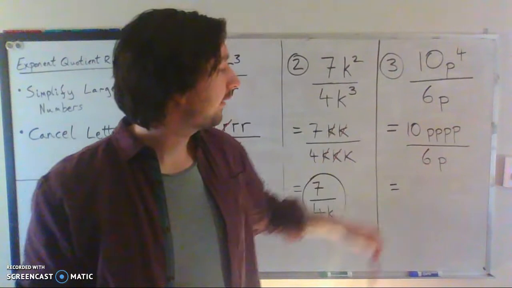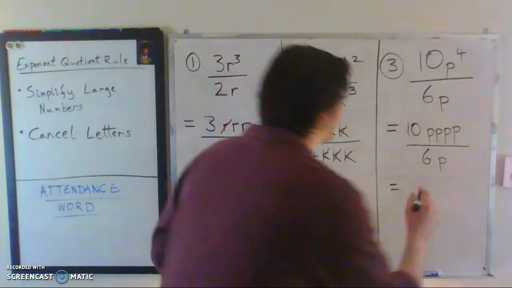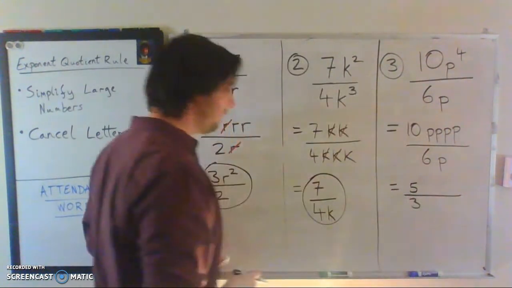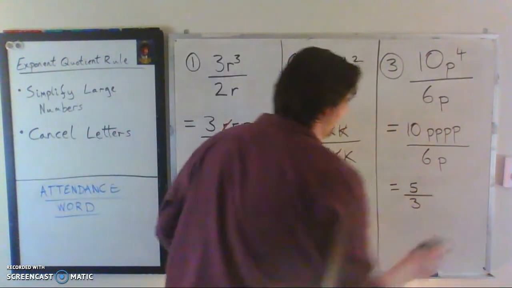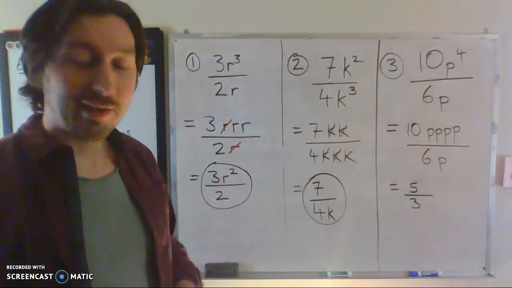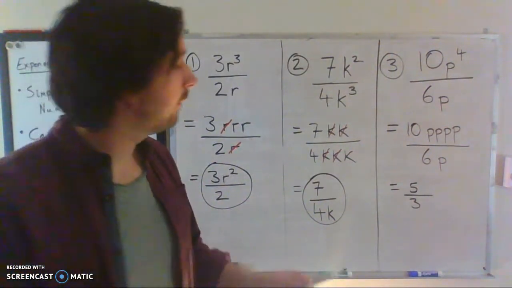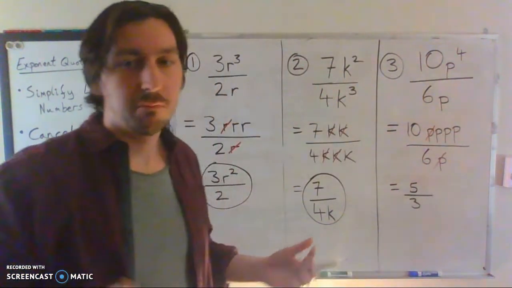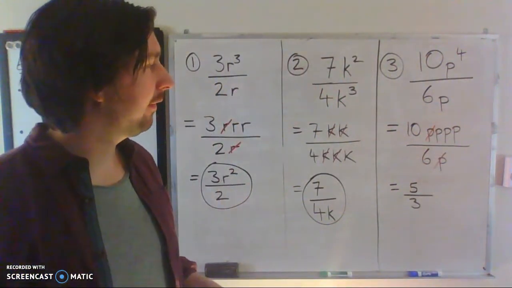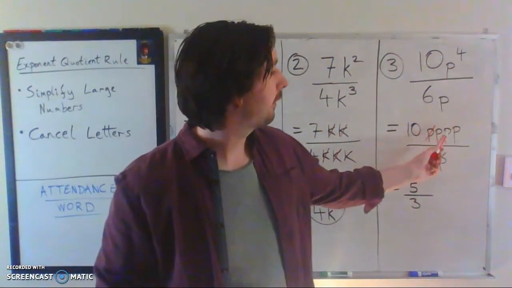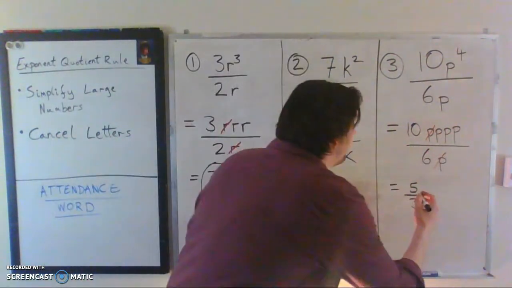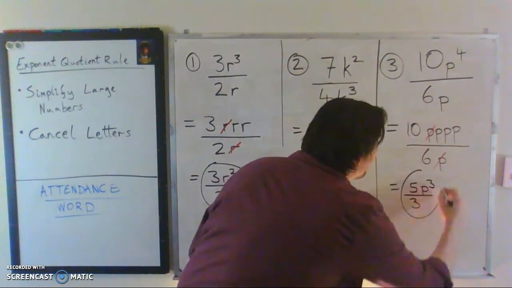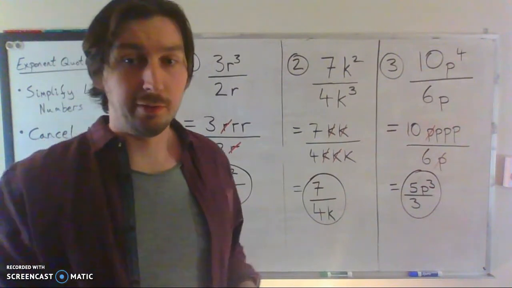So 10 and 6, they both divide by 2. I'd have 5 over 3. That's a bit more than I need. And then let's cancel some of those P's. 1, 1. No more. I've got no more P to cancel. So on top, I've got 3 P's left over. P to the power of 3. And that's going to be my final answer.